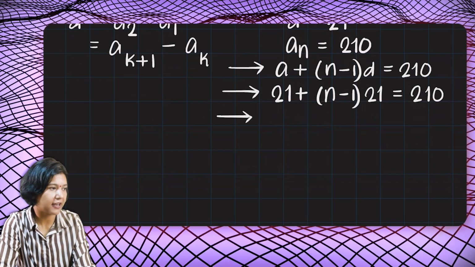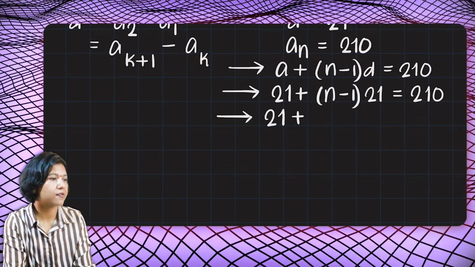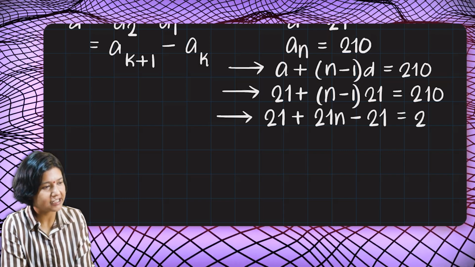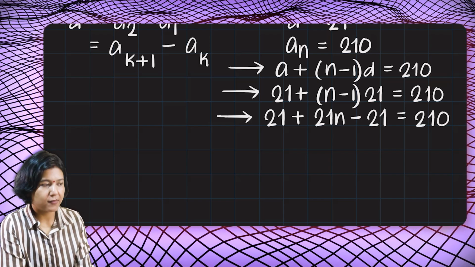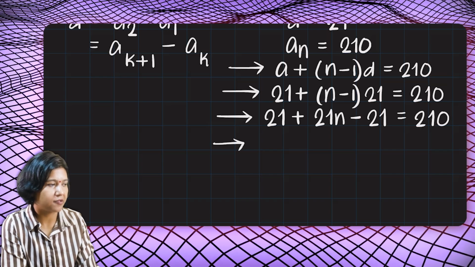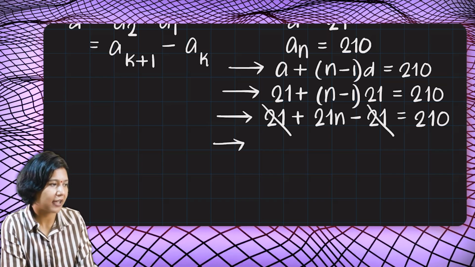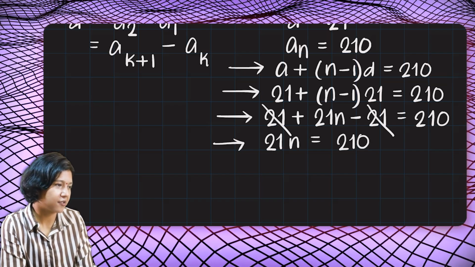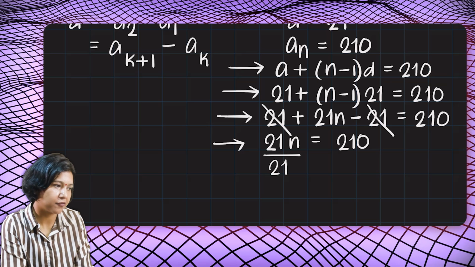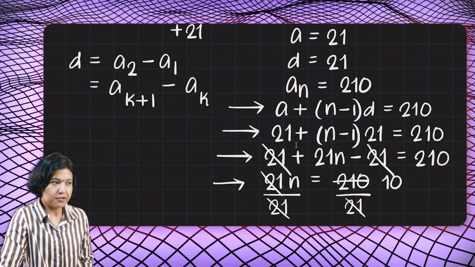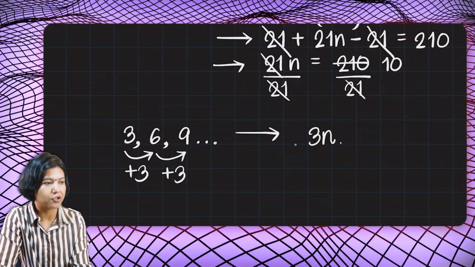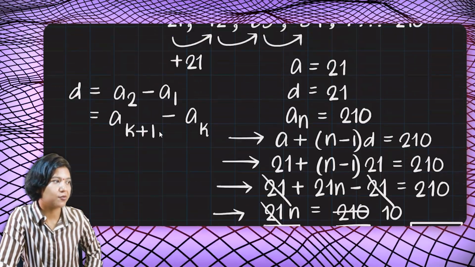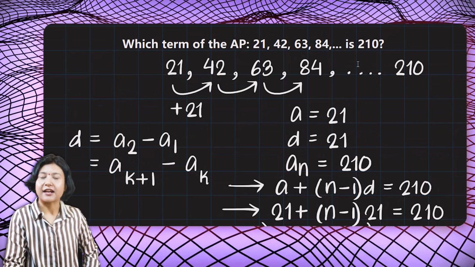And if you simplify this, it becomes 21 plus 21n minus 21 equals 210. Before I bring out anything from the left side, I see I have two equal and opposite numbers, plus 21 and minus 21, so you cancel them out. 21n equals 210. You divide both sides by 21, and that is how you find the value of n. For this question, we got the answer that n has to be equal to 10. The 10th term of the sequence, or the 10th term of the progression, has to be 210. That is how you find the answer.